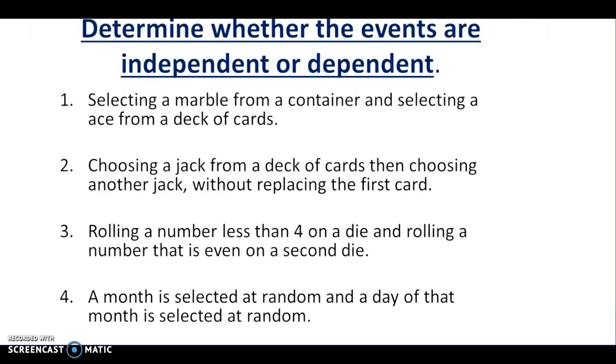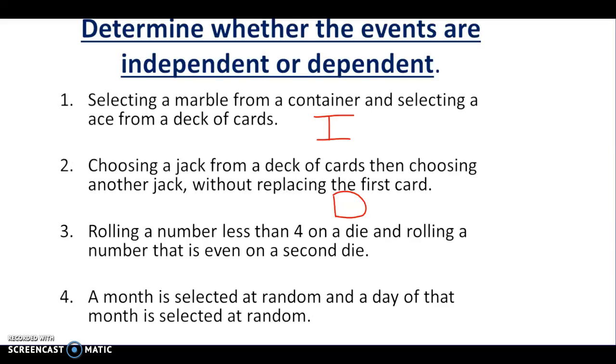So now let's determine if they are independent or dependent. Number one, selecting a marble from a container and selecting an ace from a deck of cards. I would say independent. Two totally different things. One has nothing to do with the other. Number two, choosing a jack from a deck of cards, then choosing another jack without replacing the first card. Dependent, because when you take one of the jacks out, there's now fewer cards, and there's actually one less jack. So the probability that you draw another jack is going to be different than the first.